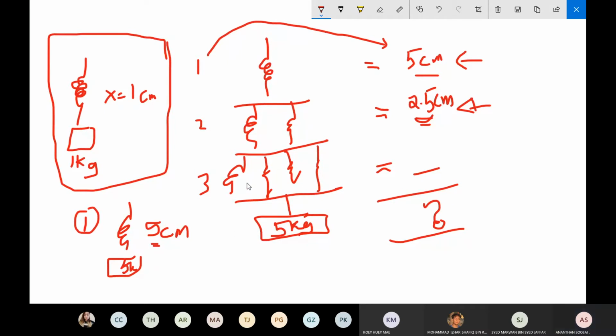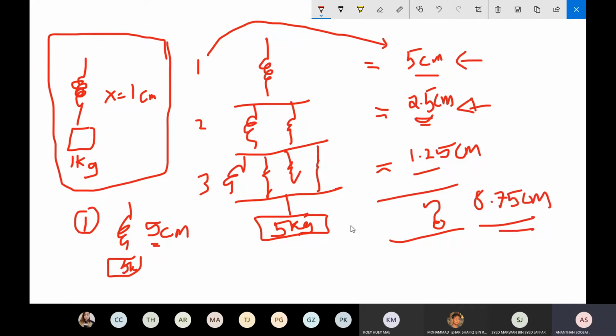The third one, 4 springs sharing the 5 kg. So 5 centimeter divided by 4. So you get what? 1.25. The third extension. So altogether, how much? It's about 8.75 centimeter.